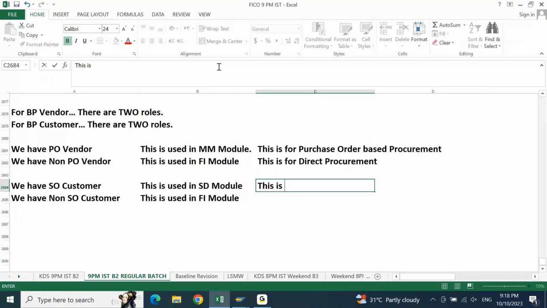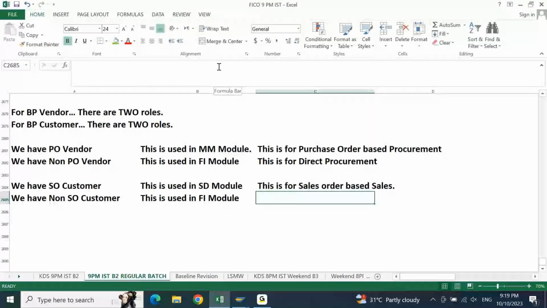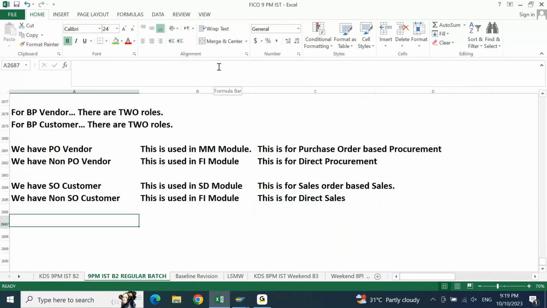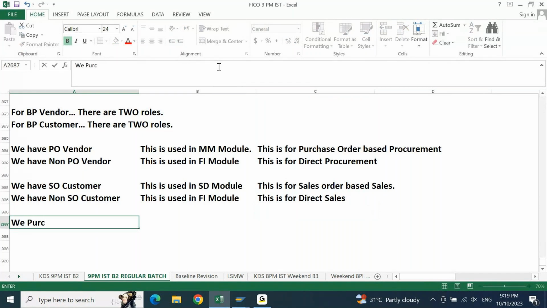Similarly, when we talk about SO, customer, this is used in the SD module, and this is for sales order based sales. Okay, this is for sales order based sales, and this is for direct sales. We have sales order based sales, we also have direct sales.